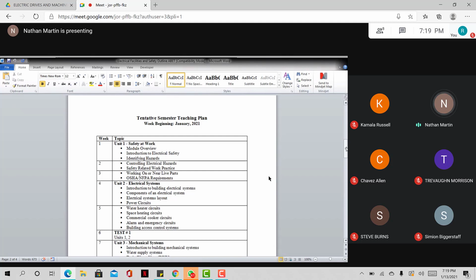So unit 1 really covers 3 weeks, right? And we look at the different safety aspects as it relates to electrical facilities. Unit 2 should begin in week 4, and unit 2 will cover 2 weeks, that's the electrical systems. And we look at certain building codes and so forth.